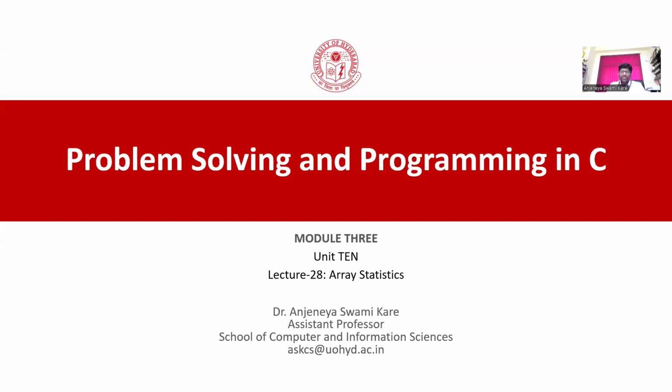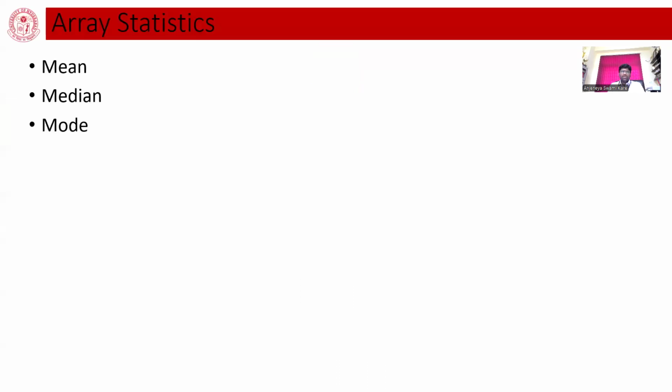In the last few lectures, we have seen how to read elements of an array and how to display them, and how to compute the minimum and maximum of the array elements. In this lecture, we will see how to compute some other statistics of the array elements. For example, how to compute the mean of the elements, how to compute the median, which is the middle element after the elements are sorted, and then the mode. Mode is basically the most frequently appearing element. Let us go and discuss one by one.